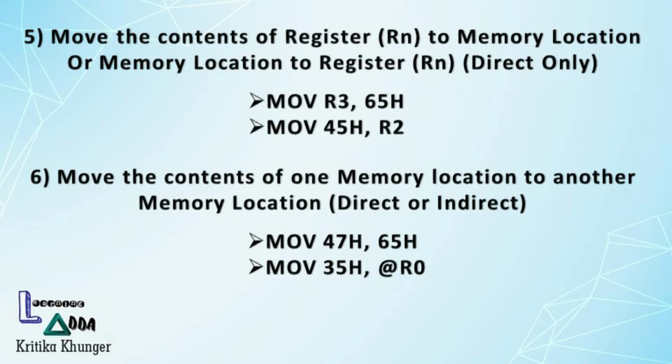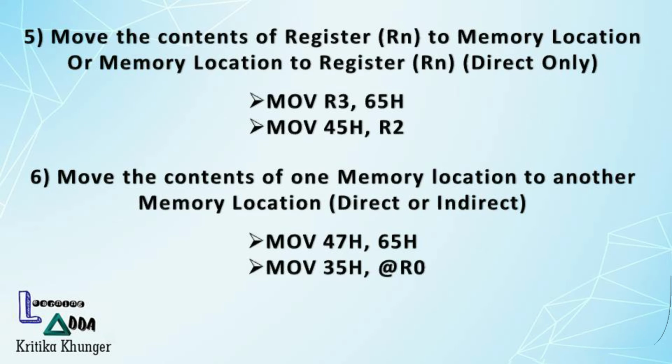Now next is moving the content of one memory location to another memory location. We can use either direct or indirect addressing. The first example, for direct addressing mode, is MOV 47H, 65H. We can see over here 47H is a memory location and 65H is also a memory location. We are moving the content of the 65H memory location to the 47H memory location. Now next we are using the indirect addressing mode. We are moving the content of the memory location pointed to by R0 to the 35H memory location. So this is how we move the content of one memory location to another memory location.